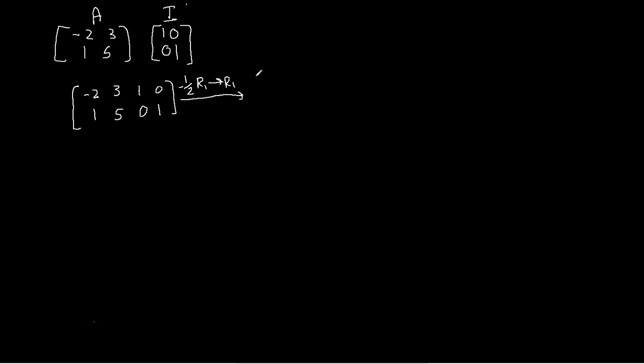If I lose you in the arithmetic or the algebra, I encourage you to pause, go back, and rewatch the steps until you can follow along. So -1/2 times -2 gives us the 1 that we wanted. -1/2 times 3 is -3/2. -1/2 times 1 is -1/2. And -1/2 times 0 is 0. We didn't do anything to the bottom row, so that comes over just like before. This is also a good review of reduced row echelon form.